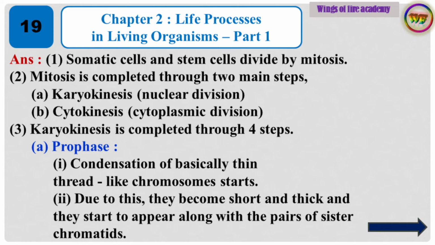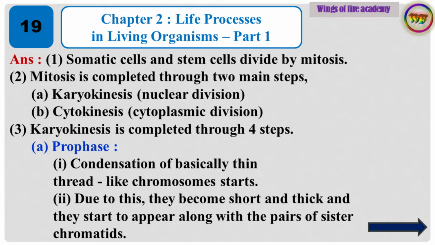Answer. First point. Somatic cells and stem cells divide by mitosis. Second point. Mitosis is completed through two main steps. A. Karyokinesis, nuclear division. B. Cytokinesis, cytoplasmic division. Third point. Karyokinesis is completed through four steps.